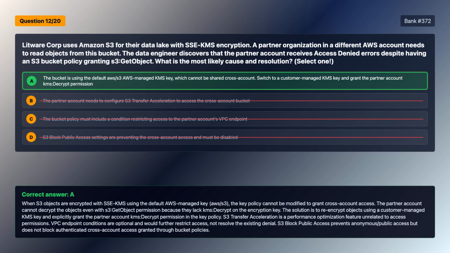S3 Transfer Acceleration is a performance optimization feature unrelated to access permissions. VPC endpoint conditions are optional and would further restrict access, not resolve the existing denial. S3 Block Public Access prevents anonymous or public access, but does not block authenticated cross-account access granted through bucket policies.